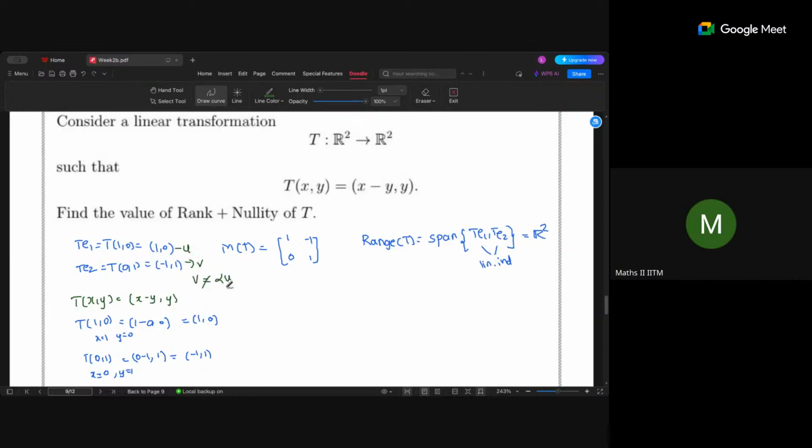This is the first basic definition. When you are checking linear independence of two vectors, this is what you do. Okay, fine. So now the range is R2.